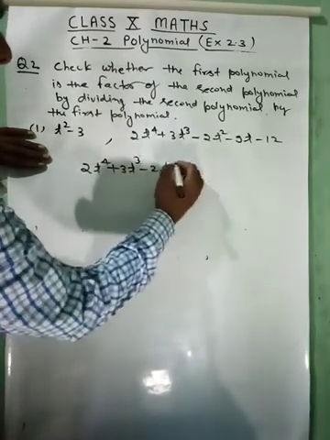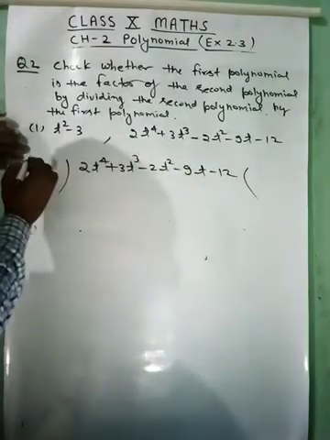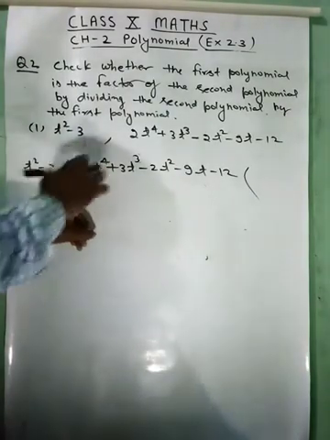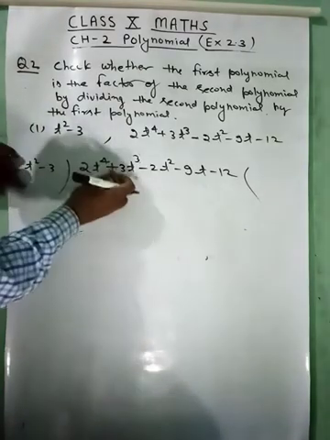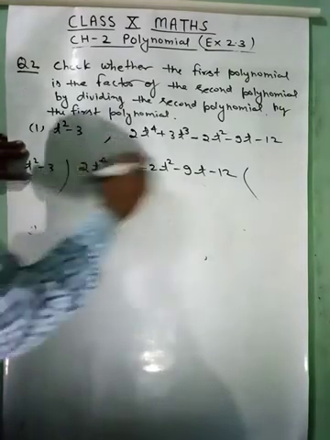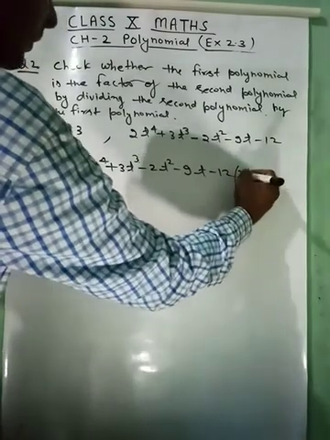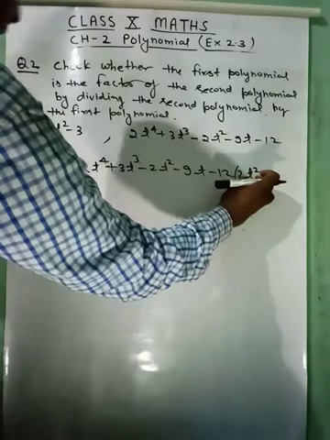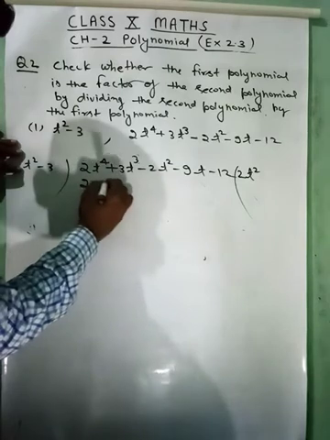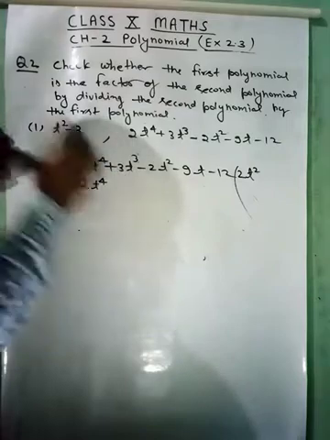3t cube minus 2t square minus 9t minus 12. We will divide this by t square minus 3. So first of all we will remove the largest power. We know that it is t power 4, it is t square. So remove 2t power 4 will be right here 2t square. When 2t square is multiplied with t square, it will be 2t power 4 because t power 2 and t power 2, it will be 4.